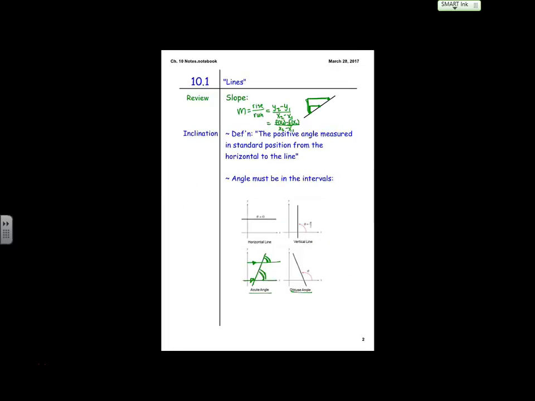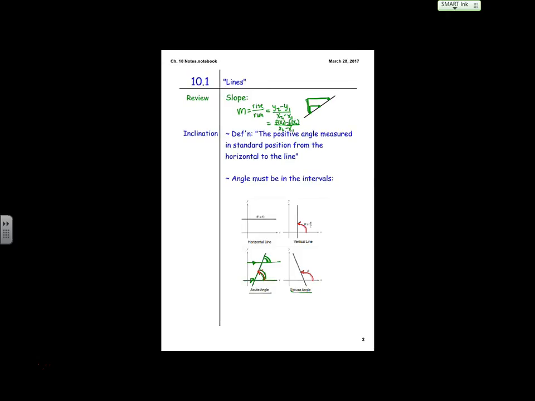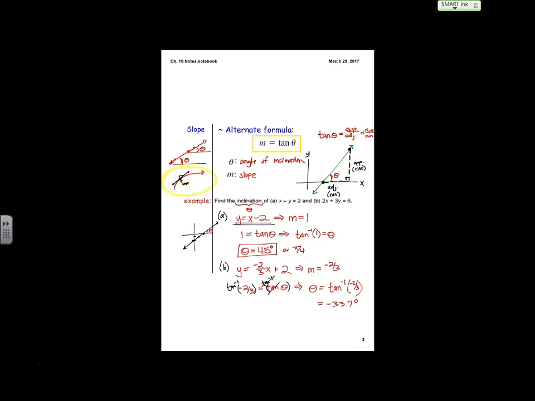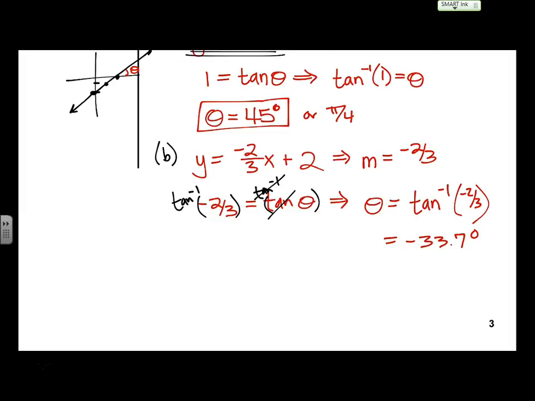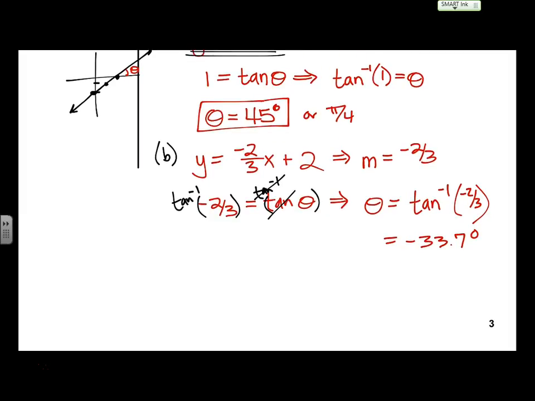Pause, let's go back and look at inclinations real quick. How did they measure all of these inclinations? From standard position, aka positively, right? So if our calculator gives us a negative, what are we going to do, kiddos? Plus 180. Remember, negative 33 is in the fourth quadrant. We can make it in the second quadrant if we just add 180.